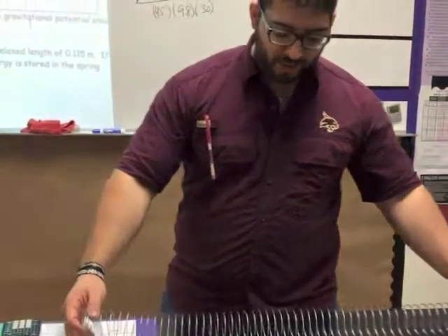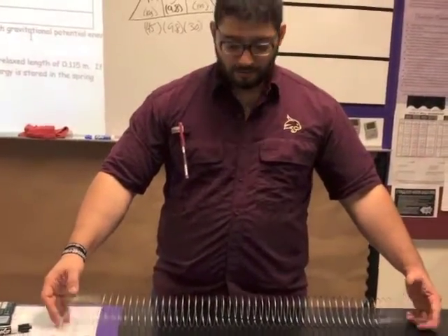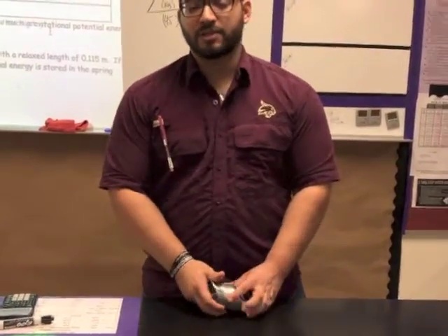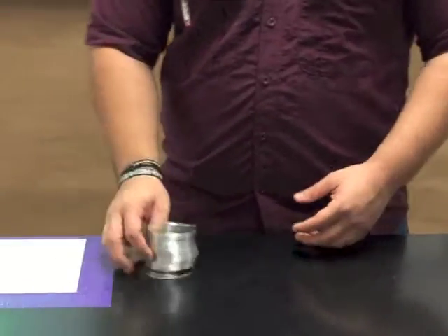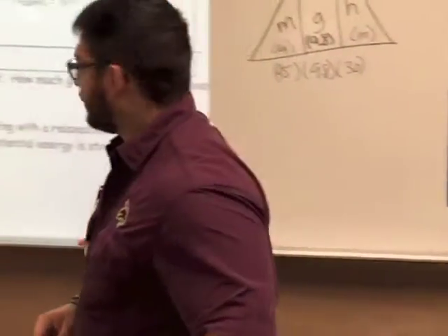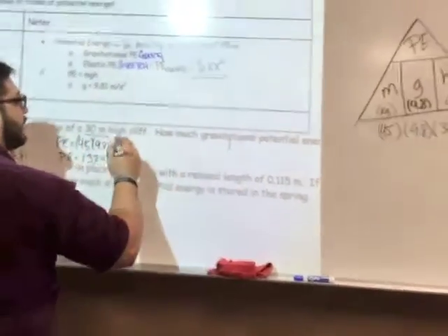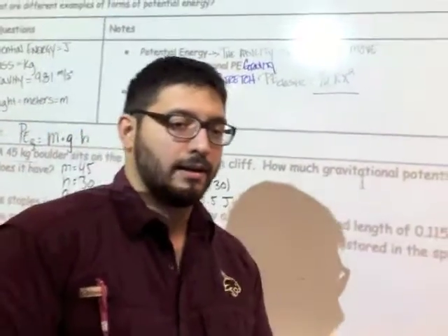Because whenever I stretch it out like this and I let it go, the energy snaps back at it. So the more I stretch it, the more potential energy that it'll have. So let's go ahead and see what kind of equation we use for this one. This equation is going to be this one right here, where PE elastic is equal to 1/2 kx squared.